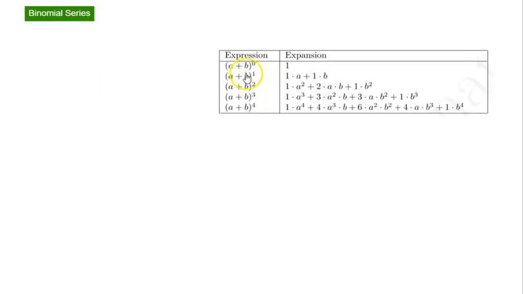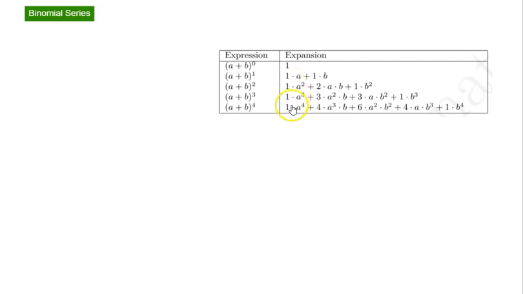Let us look at binomial series. Now let's go back a little bit to high school maths. Remember, (a+b)^0 is 1. (a+b)^1 is a plus b. (a+b)^2 is a squared plus 2ab plus b squared, and so on.